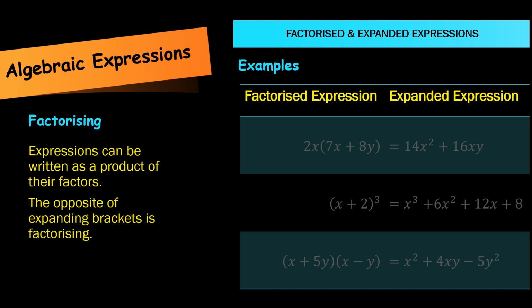Factorised expression is given on the left-hand side and the expanded expression on the right. So 2x times 7x in the brackets is 14x squared. Add 2x times 8y in the brackets is equal to 16xy. X plus 2 all cubed is as shown. And x plus 5y times x minus y is as shown.